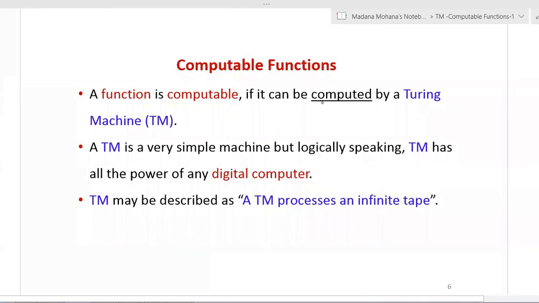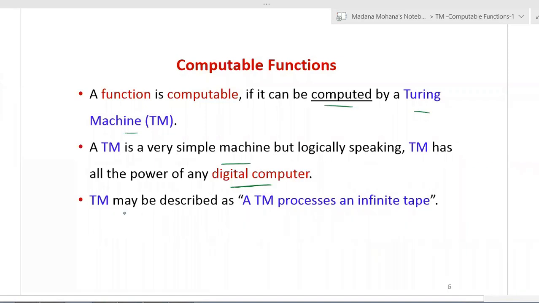If it can be computed by a Turing machine, then that function is called a computable function. A Turing machine is a very simple machine, but logically speaking, a Turing machine has all the power of any digital computer. So this is the importance of the Turing machine. That's why the Turing machine is the most powerful computational model among all the models.